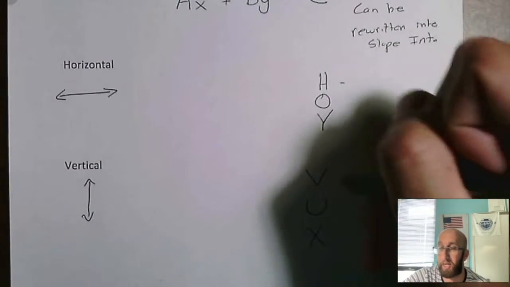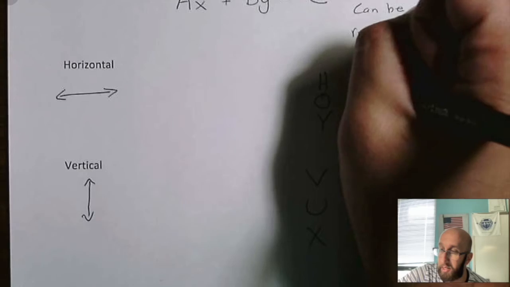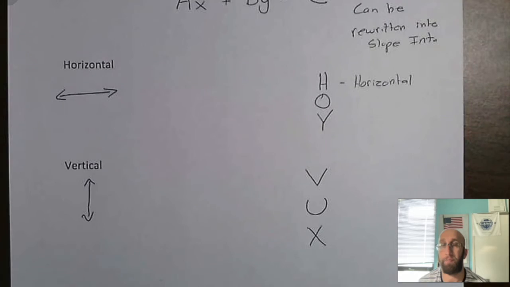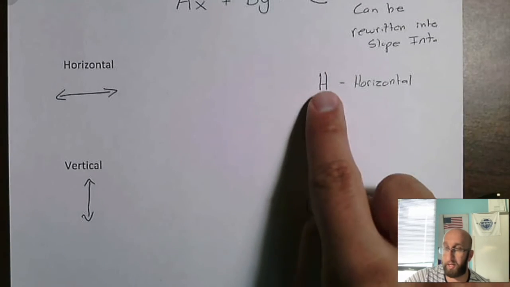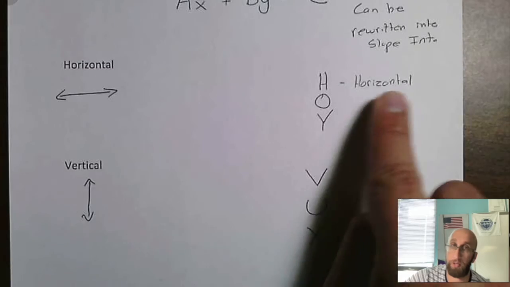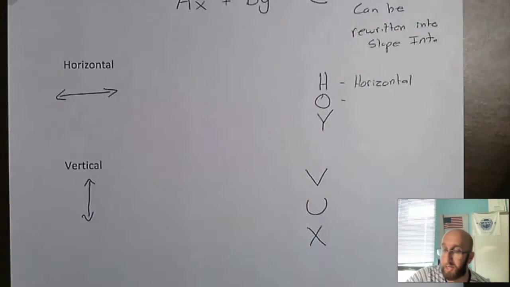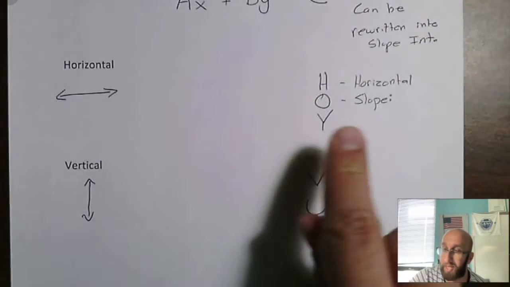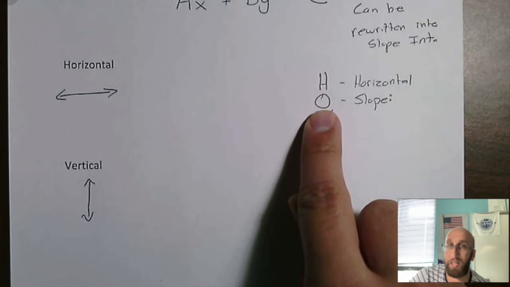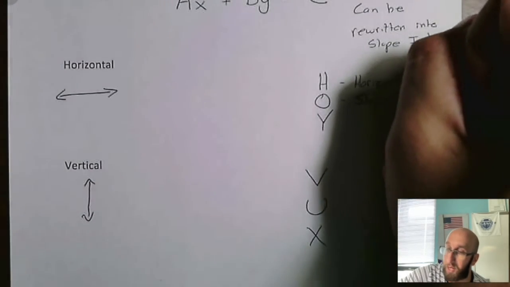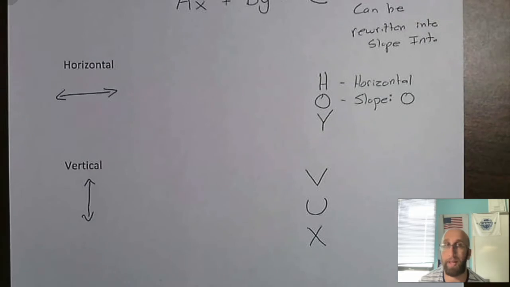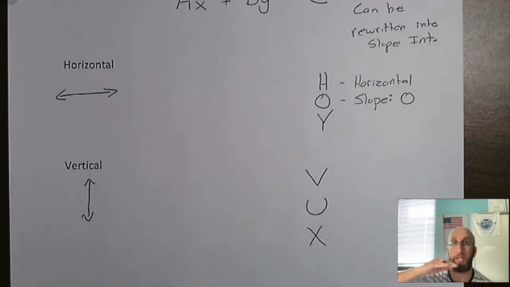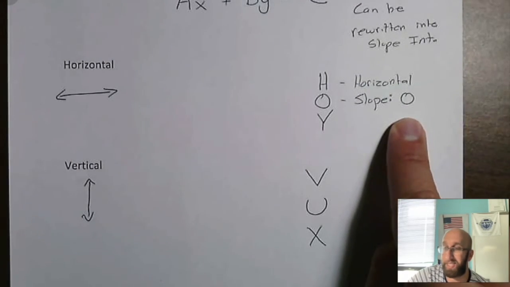Here's what HOY stands for, and then I'll go through VUX. The H is going to stand for horizontal, so the following information is all about horizontal lines. The first letter just tells you what type of line it is. The second letter is going to tell you about the slope. This one is a little deceiving because that is not the letter O, it's the number 0, because horizontal lines do have a slope, and that slope is 0. We're not rising at all, so we're not going up or down. The slope is 0.